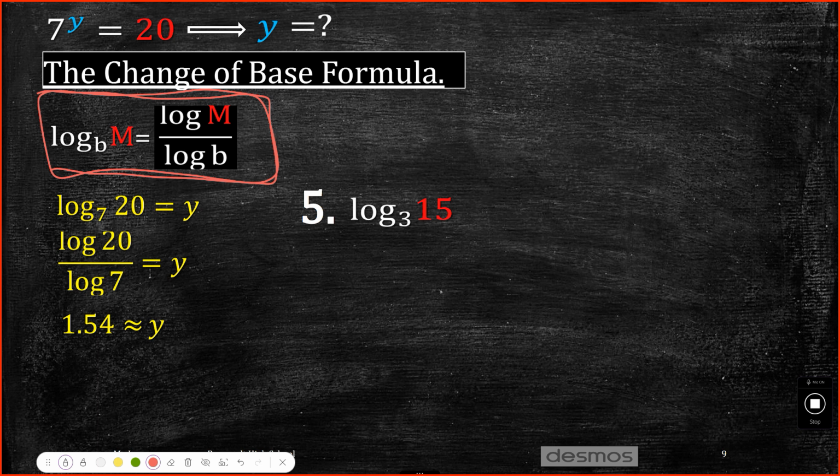This is a log base 3. So if we got log base 3 of 15, it will equal, all right, here we go: split the log, one on top, one at the bottom. Put the big number on top and the small number at the bottom.